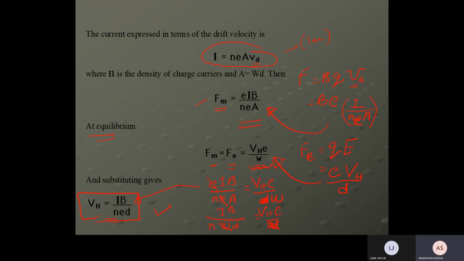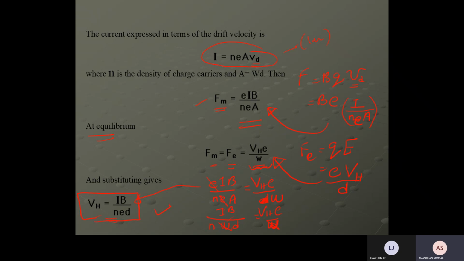Now from this formula they ask why you need to use a thin slice. Can you explain why you need to use a thin slice, not a block? W is the width, so the width cancels.